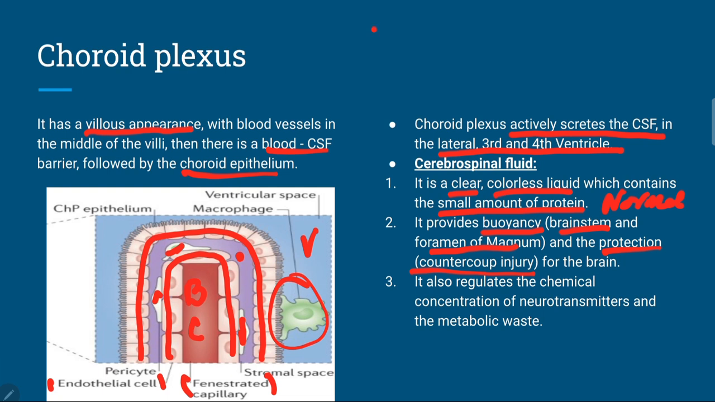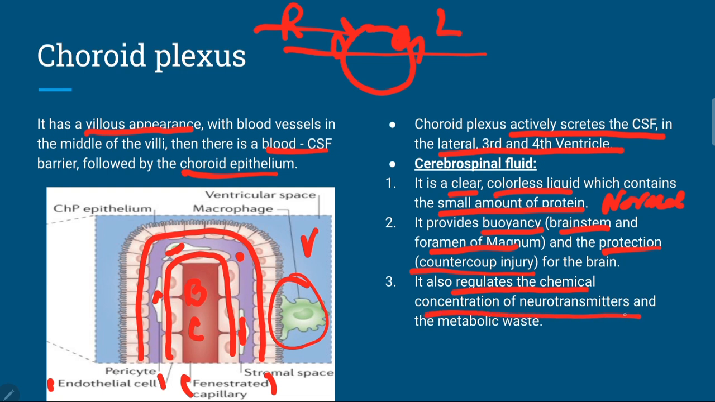Let's see. This is the head, looking from the anterior view. These are the ears. Now above this line, the brain is present. This is the right side and this is the left side. If there is an injury to the head from this side, the effect is going to happen on the other side. So this is the countercoup injury, and the CSF provides protection against it. It also regulates the chemical concentration of the neurotransmitters and the metabolic waste. That is one of the important functions of the cerebrospinal fluid.